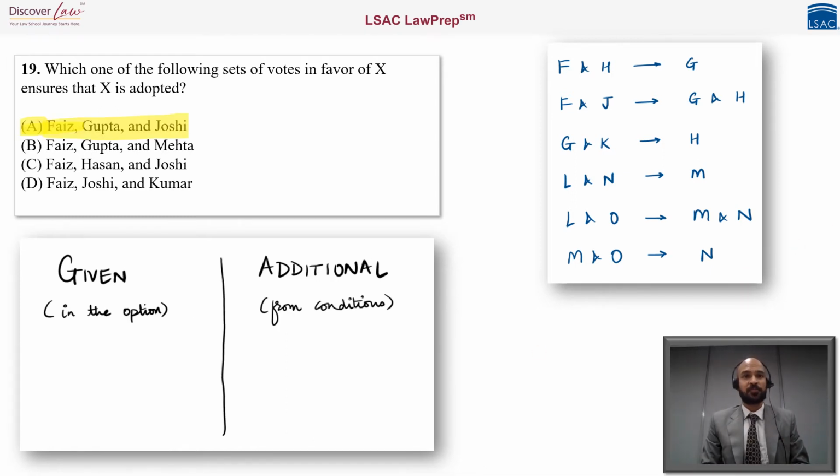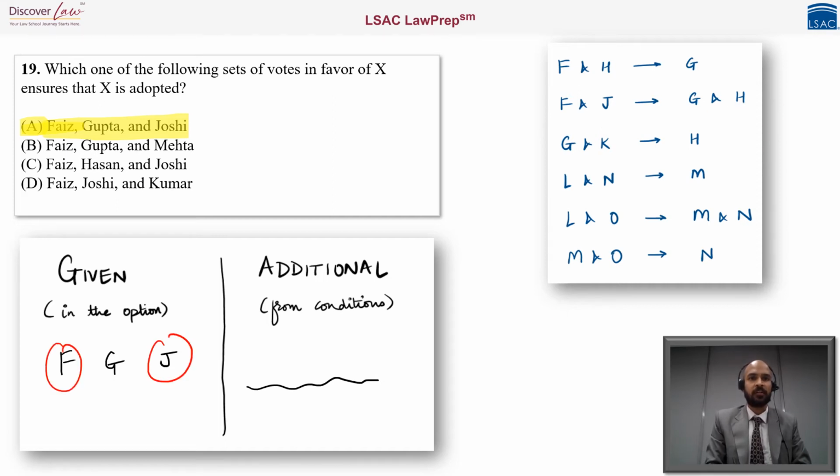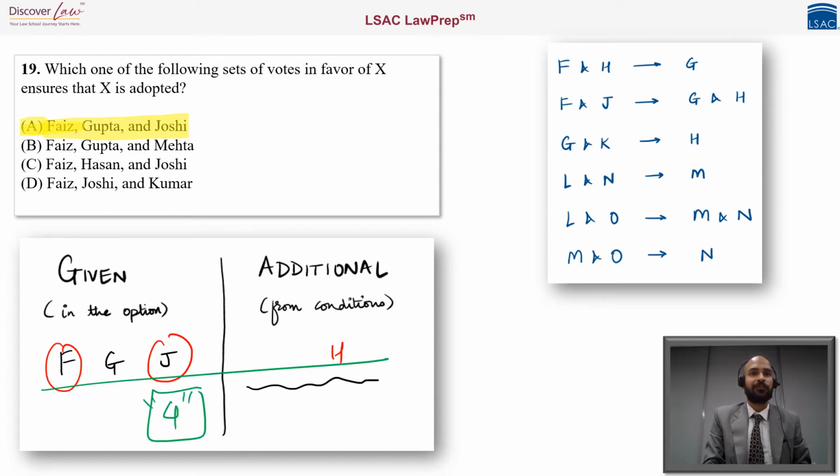Okay, so in the first option it is given to you that there are F, G and J. Now what can you infer here? If you look at the rules, what you can see is that if you have F and J, then you will get G and H, right? So if you have F and J, as you can see here, you will get an additional G and H. And G is something we already had, so it's basically giving you only one extra element, right? So this is giving you a total of 4, whereas we need 5. Therefore we know that A is not the answer. Let's look at the next option.